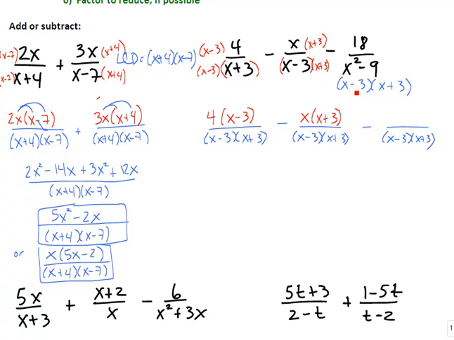For the last fraction, we already had the x minus 3 and we already had the x plus 3. So I'm not missing any factors. So all I have on the top is the original numerator that we started with, 18.